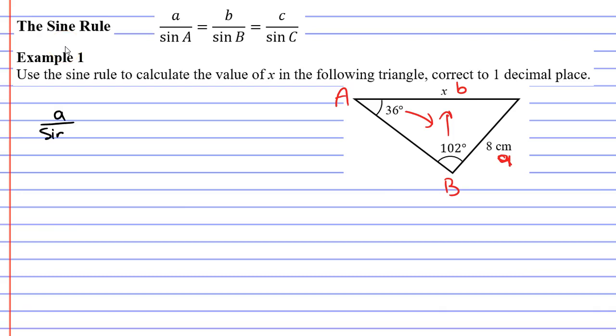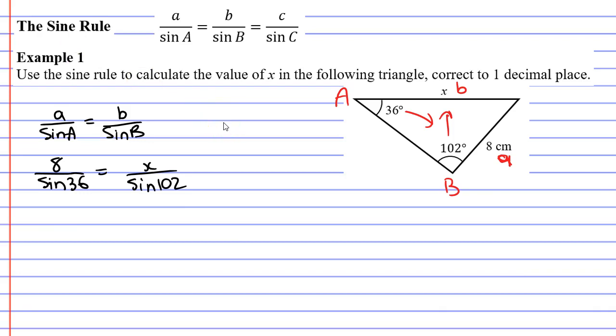We're going to use a over sine A, and we're going to use b over sine B, and we're going to substitute values. For example, lowercase a is 8, so we're going to replace that with an 8. And capital A is the angle 36 degrees, so we're going to replace that. Lowercase b is X, so we replace it with an X. And capital B is 102 degrees, like so. Now we've got enough information to actually calculate the length of X.